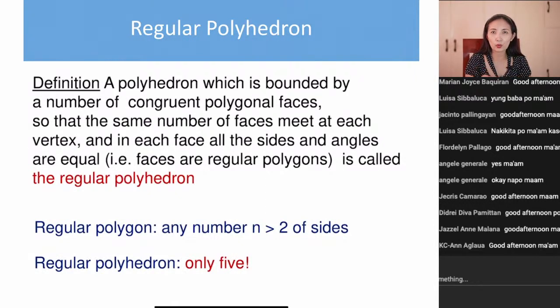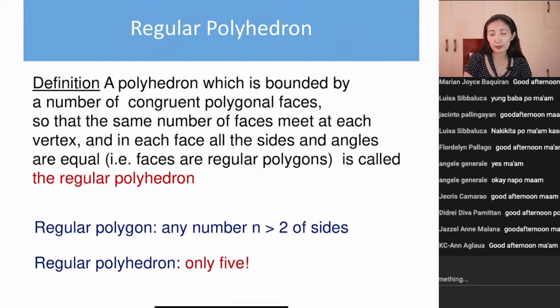Okay, so what will we come up with? It's a cube, yes? It's an example of a regular polyhedron. A polyhedron is bounded by congruent polygonal faces. So the faces are squares. How many squares are there? 6. The same number of faces meet up at each vertex. The meeting point is the vertex, and in each face, all sides and angles are equal. And therefore, we call it a regular polyhedron.